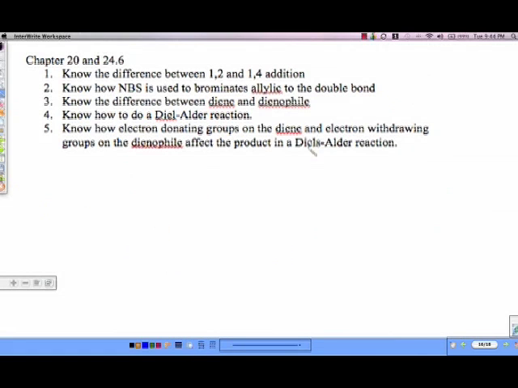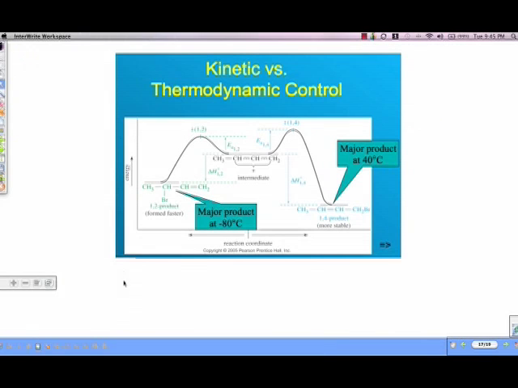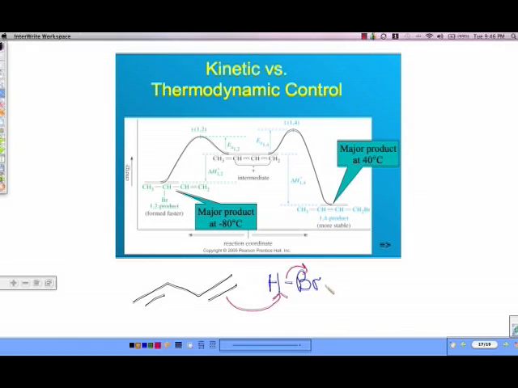Now the difference between 1,2 and 1,4 addition, we have to realize that in the first part of this mechanism, we have this 1,3-butadiene. And the first thing that has to happen is this has to react with HBr. When it does so, the pi bond will swing out, pick up the proton, and liberate Br minus. So what we get is something called an allylic cation. So here's my allylic cation.